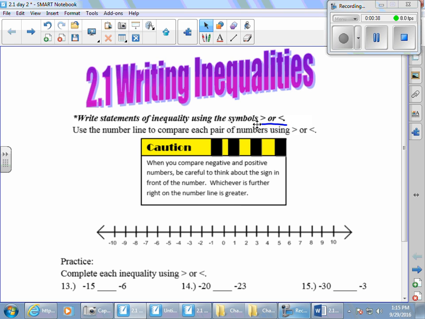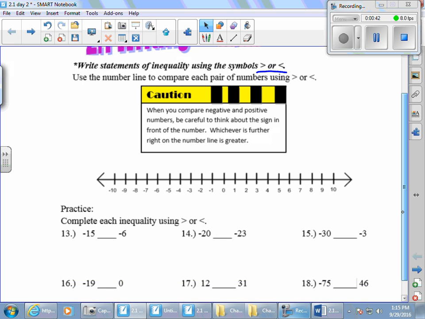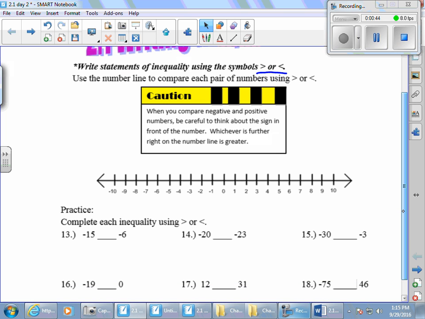And you can see that we have a number line. We can use the number line to help us identify these. So as we look, you can use the number line to compare if it's greater than or less than. So there's a really big caution right here. Let's read what that says. This is identifying the mistakes that could be made, so let's pay attention to those.